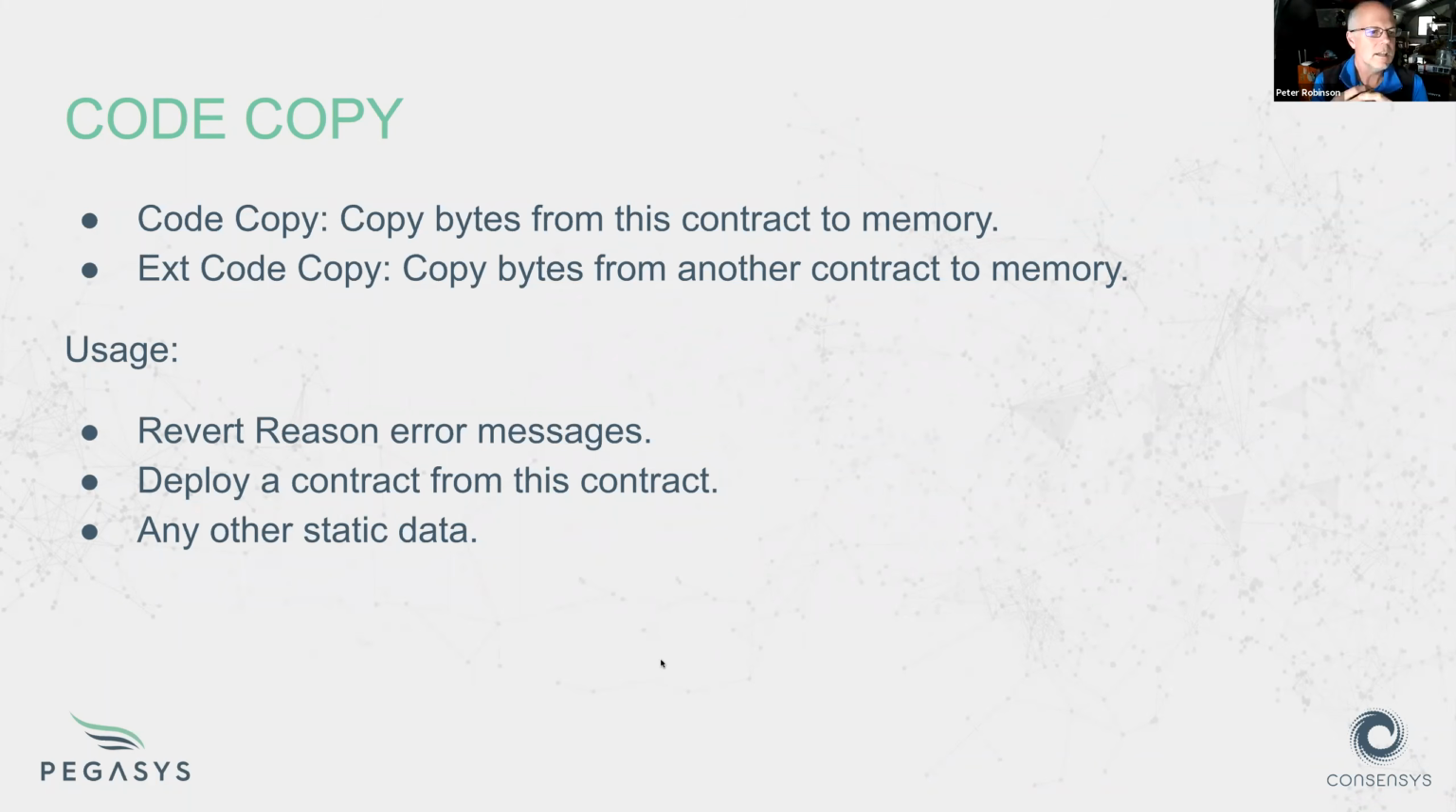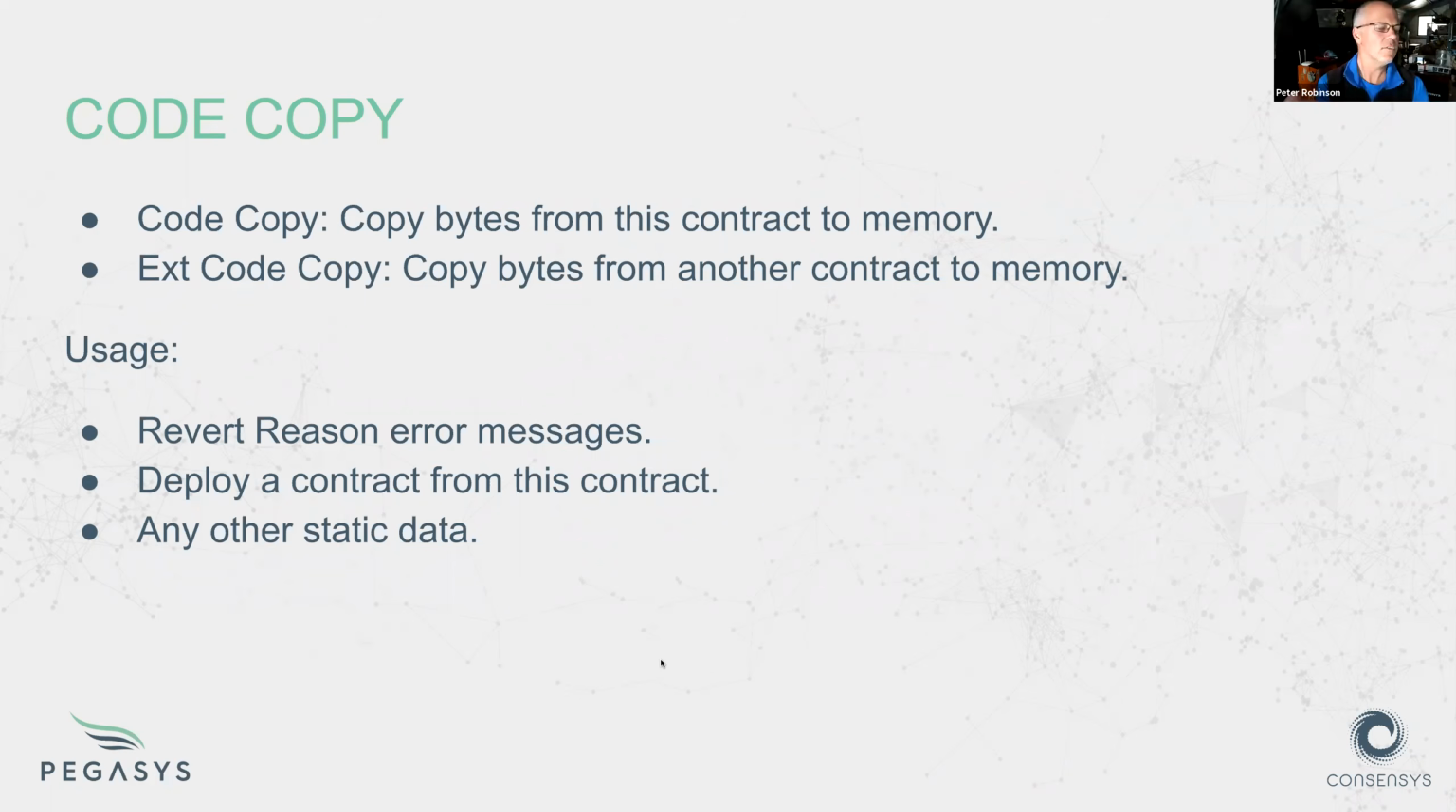Okay, so yet another location that you can access stuff from is code. And so you can use code copy or external code copy. So code copy copies information from your contract into memory. And we've seen it was used in the Init code fragment, but you can use it for other reasons. And you can use external code copy as well, which copies from a different contract. And so I've seen this used for revert reason error messages. And so I dare say if you've got any static strings then they would likely be stored in code and not, say, in storage.